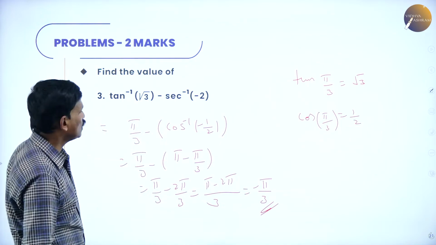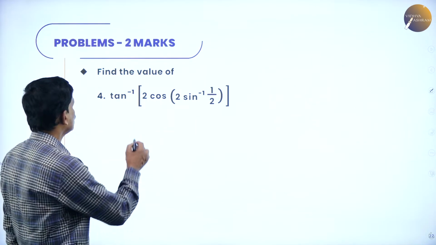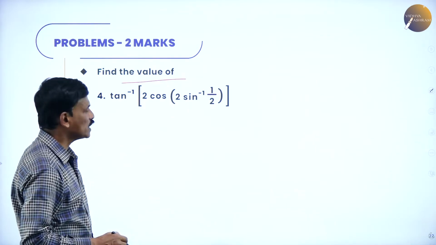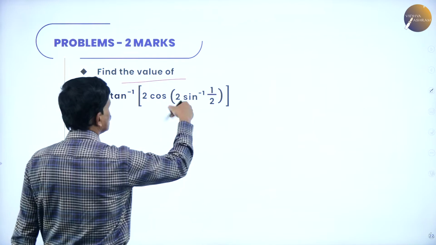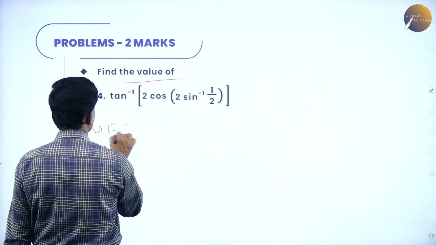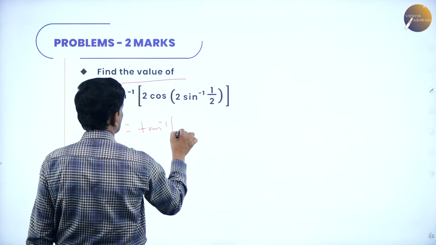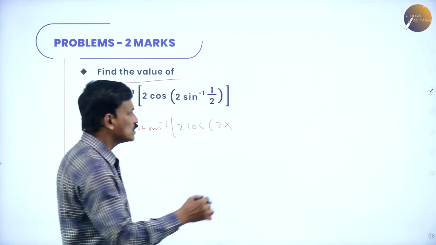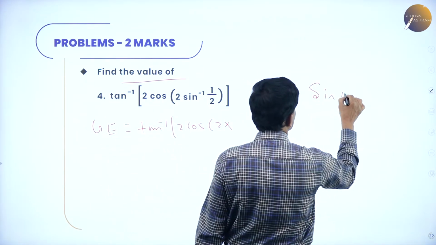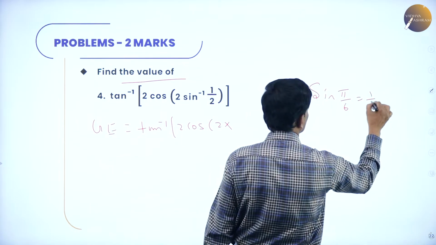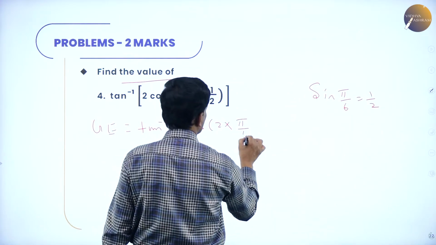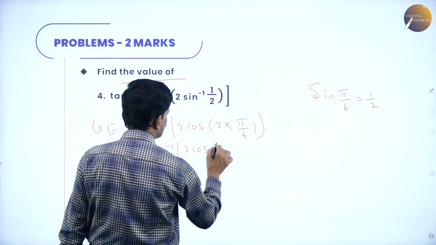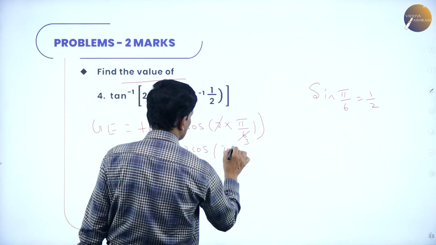Hope you followed. Now, let us come to the next problem. Similar type problem. Find the value of tan inverse of 2 cos 2 sin inverse 1 by 2. Now, let us consider this first. So, the given equation can be written as tan inverse of 2 times cos of 2 into what is sin inverse 1 by 2? Sin 30. What is sin 30? Sin 30 is nothing but 1 by 2. So, this can be written as pi by 6. So, this is tan inverse of 2 cos, this 2 gets cancelled, pi by 3.